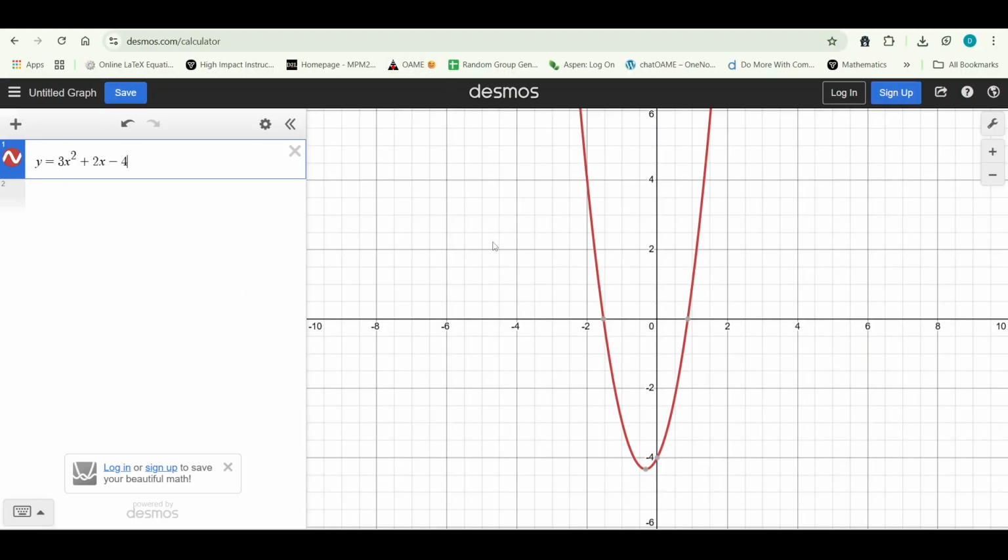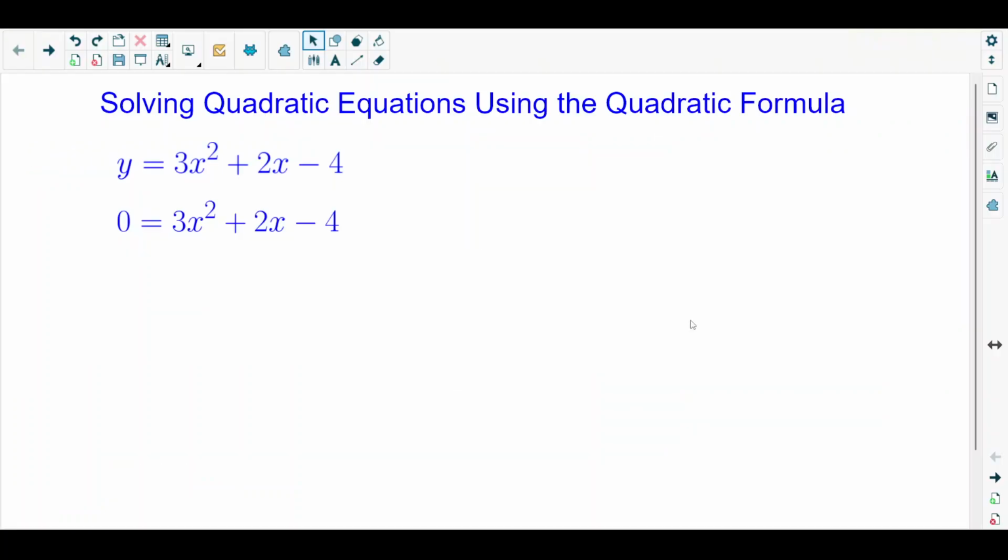So here is the equation. Here's the parabola, and we can move our mouse so we can see that the y value is 0 when x is negative 1.54 approximately, and when x is approximately 0.87. So we're going to actually look at how to find those values algebraically.